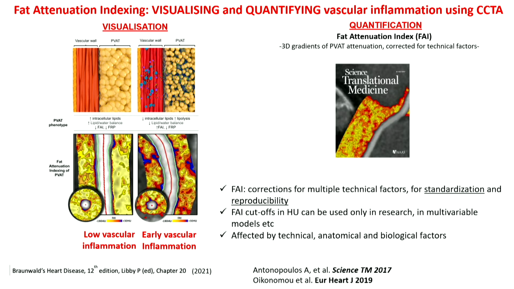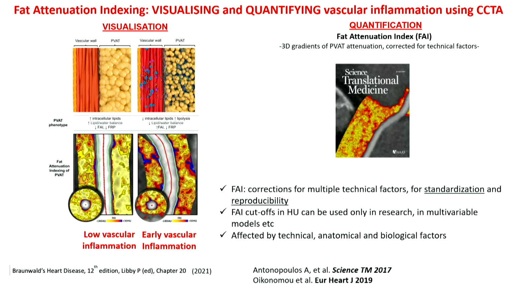Now, it's important here to understand that the fat attenuation index includes multiple corrections for technical factors, and it needs standardization to be reproducible. And this is one of the biggest problems of measuring attenuation in any kind of setting in cardiac CT. The fat attenuation index cutoffs in Hounsfield units can be used in research, and this is what we did originally when we developed the method, and it can work very well in multivariable models, but when you want to come down to the patient, then that's where this is not really particularly useful. It's affected by technical factors, anatomical factors, biological factors, etc.